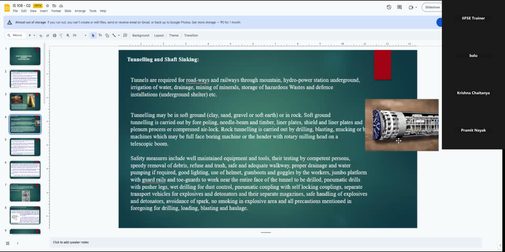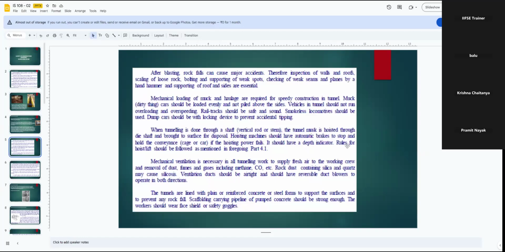When you're using highly emitting equipment, locomotives being nothing but the vehicles, there might be a chance that the presence of nitrous oxide is high, and then the quality of air will decrease. A dump car should have a locking device to prevent accidental tipping. So it is about the moving of the vehicle. It should have all the safety controls in place.